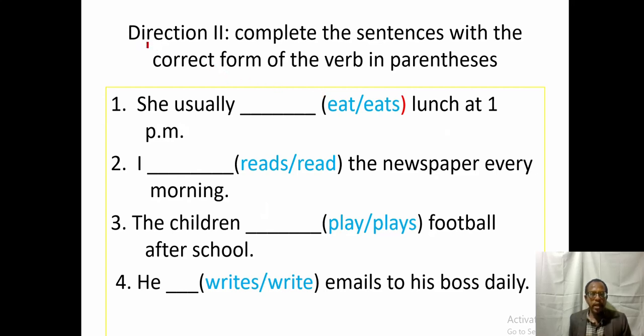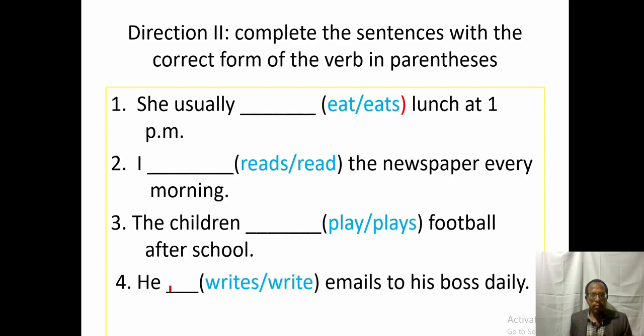Now let's proceed to direction Roman number two. Complete the sentence with the correct forms of the verb in parentheses. Number one, she usually blank, eats, lunch at 1 p.m. Number two, I blank, read, the newspaper every morning. Number three, the children blank, plays, football after school.